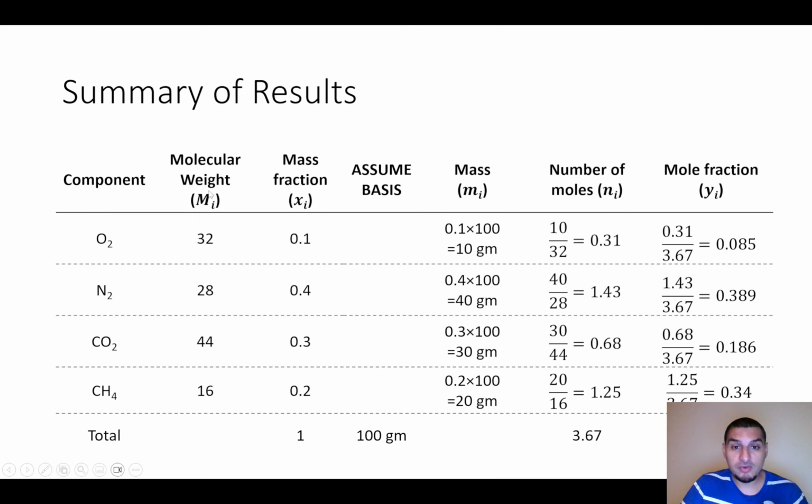Again, I put it in the form of a table. So these are the components, the molecular weights, the mass fractions, and this is the basis that I assumed, and from the basis I calculated the masses. Again, having them in a tabulated form makes life much easier. And then the number of moles that we have as mass divided by the molecular weight, and finally we have the mole fraction as the moles divided by the total moles. So it's very, very straightforward.